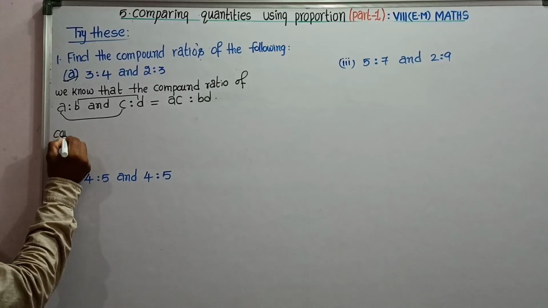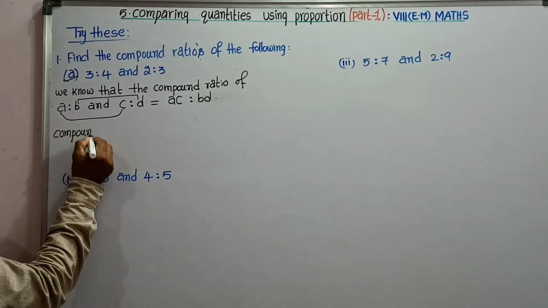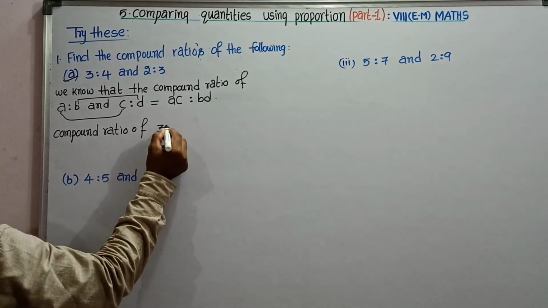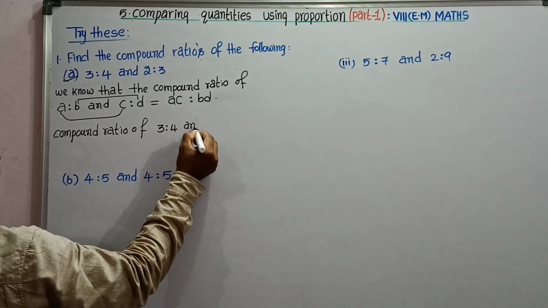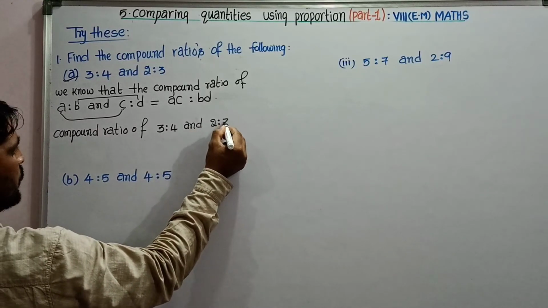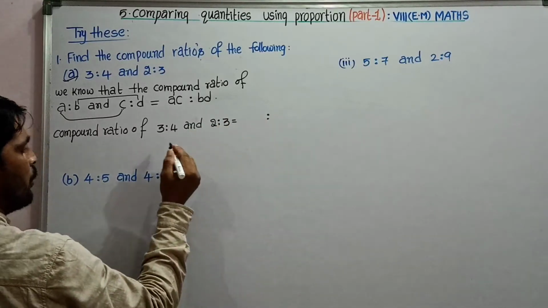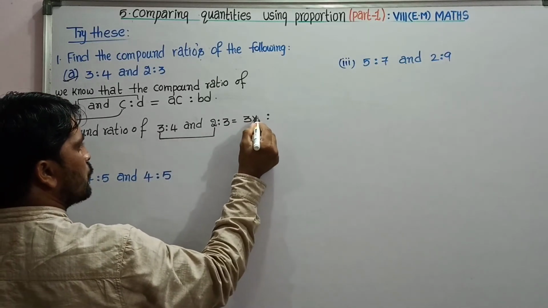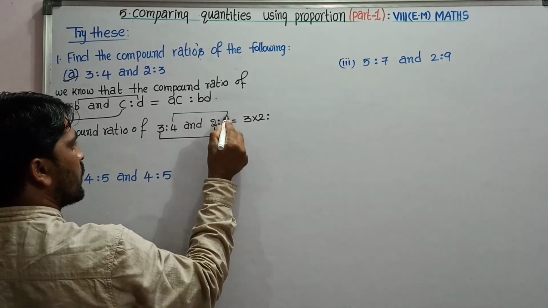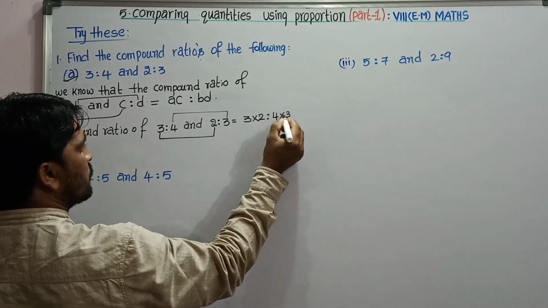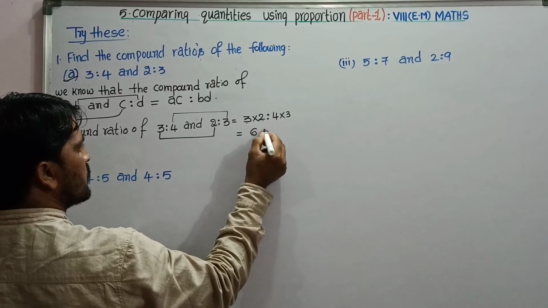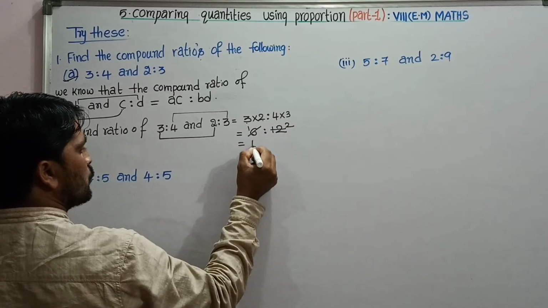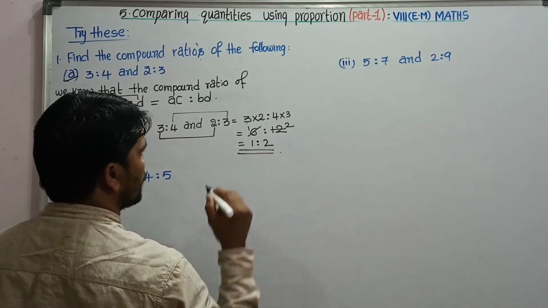Similarly, the compound ratio of 3:4 and 2:3 is equal to the ratio of the product of their antecedents, 3 into 2, is to the product of their consequents, 4 into 3. That is 3 2s are 6 is to 4 3s are 12. 6 1s are 6, 6 2s are 12. So 1:2 is their compound ratio.